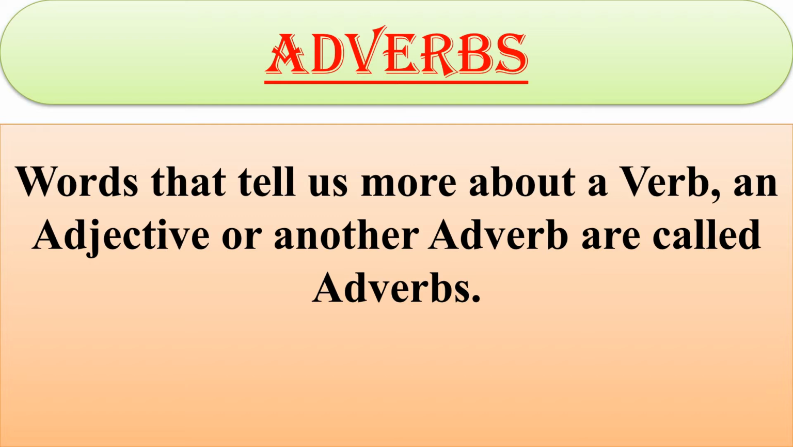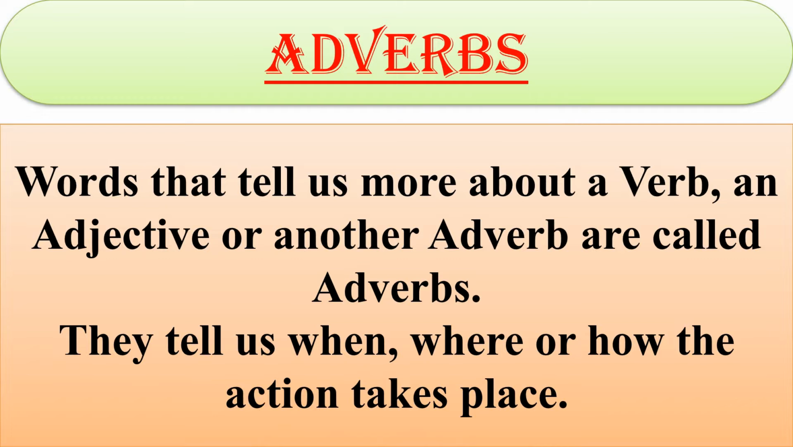ऐसे words जो किसी भी adjective, verb या another adverb को define करते हैं या फिर उसके बारे में हमें और information देते हैं, उन्हें हम adverbs कहते हैं. They tell us when, where और how the action takes place. Adverbs हमें ये बताते हैं कि action कब, कहाँ और कैसे हुआ था.